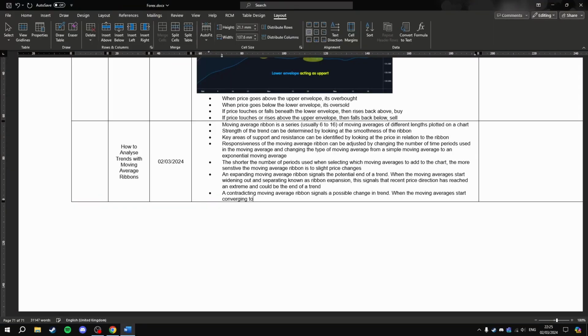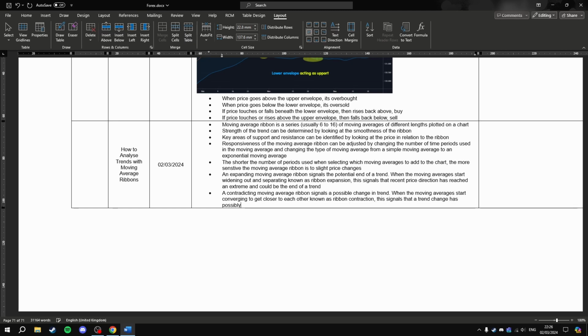When the moving averages start converging to get closer to each other, known as ribbon contraction, this signals that a trend change has possibly started.